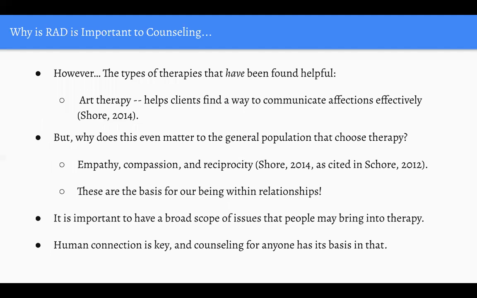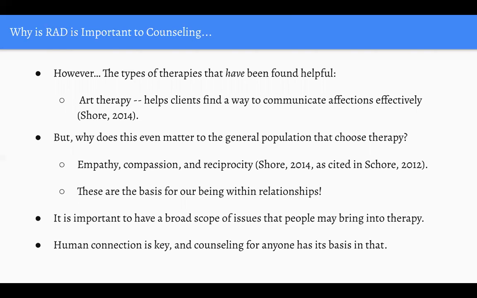And on the next slide, we'll see that, however, it is only partially helpful to define something by what it is not. So the types of therapies that have been found helpful are ones like art therapy, which helps clients to find a way to communicate their affections effectively. But why does this even matter to the general population that choose to go to therapy?